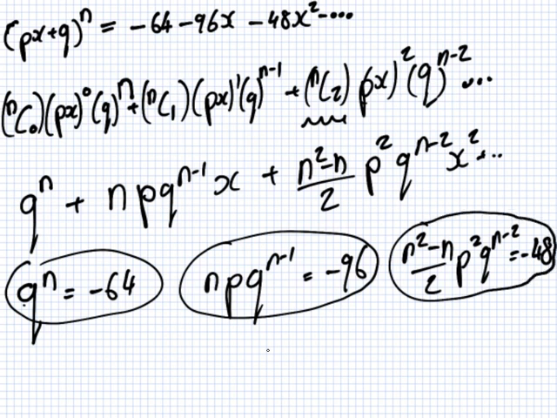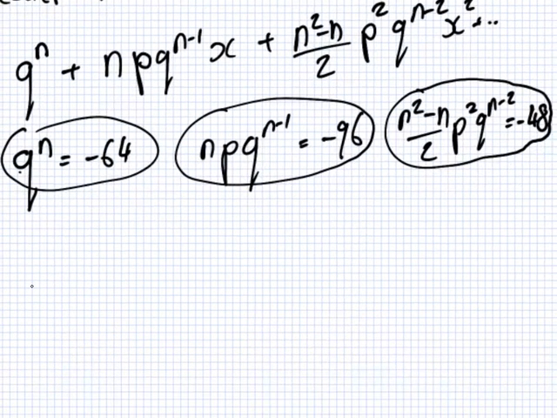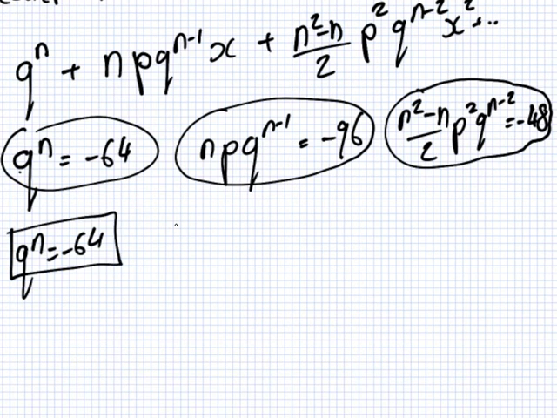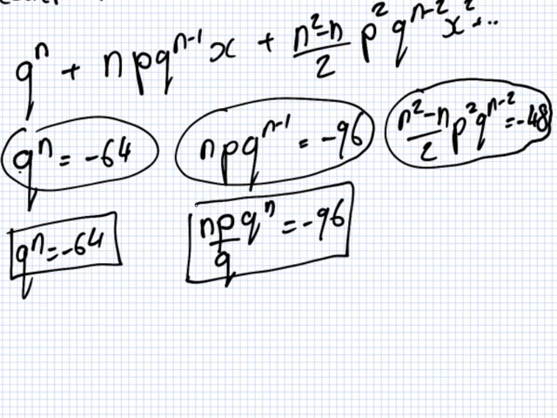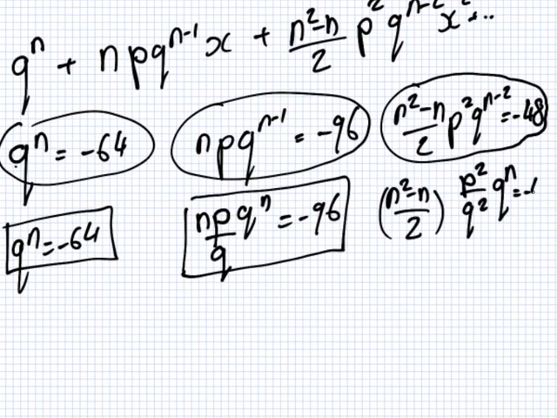Let's clean these up a little bit. So the first equation I can write just as the same. The second one I can write like this: nPQ over Q equals minus 96. And the last equation I can write like this: n squared minus n over 2, p squared over q squared, qn, equals minus 48.